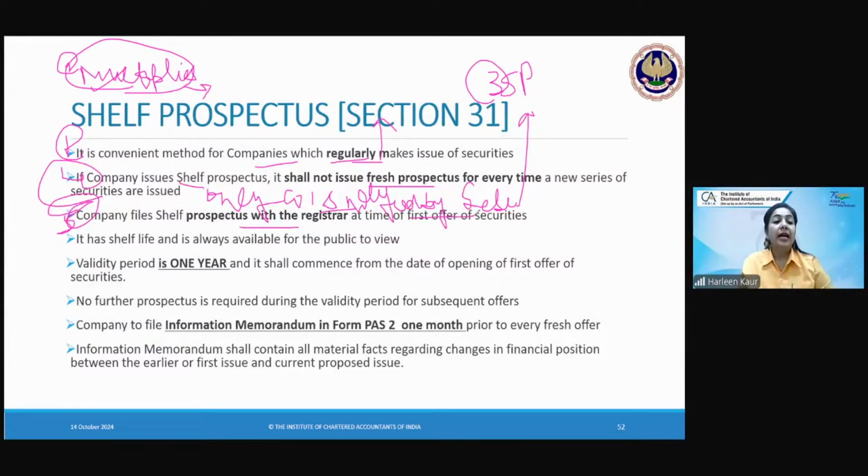Very good. Number six, it has a shelf life and is always available for the public to view. Like the pastries which I have kept on the shelf of the store, it is available for the public to view. Similarly, shelf prospectus. So children, you must have seen whenever you apply for admissions in certain colleges and schools, you always try to see the prospectus. It is always lying on the reception area. You must have seen when you go for any college admission or go for any interview, the prospectus of the company is lying over there. So that is a kind of shelf prospectus which anyone in the public can come and view.